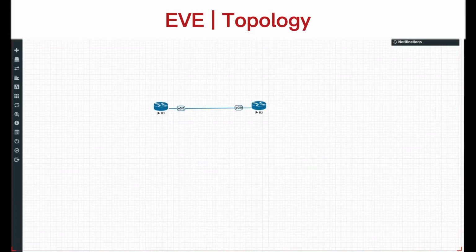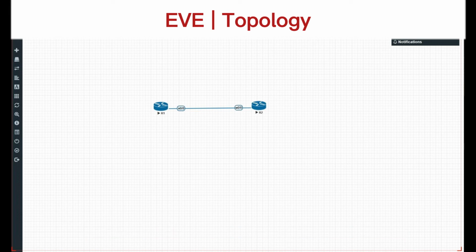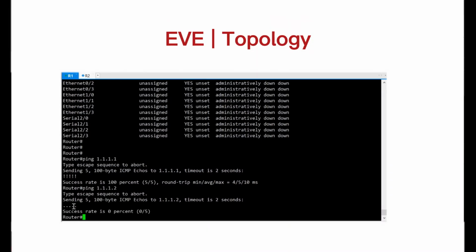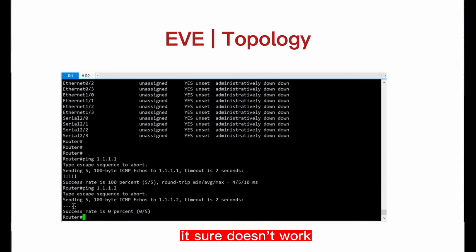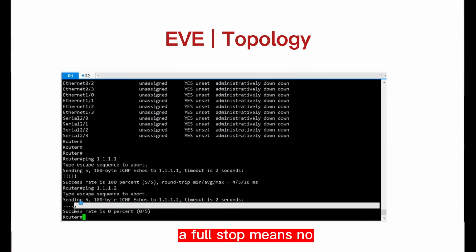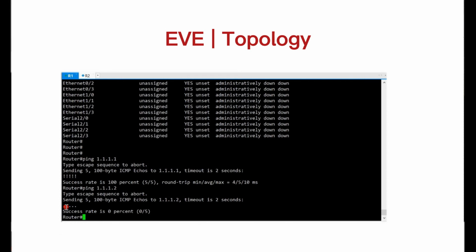No, .2. I now only configure an address for its interface. The peer is not configured. So it stands to reason that if I ping an address on R1, it sure doesn't work. A full stop means no. I hope that when you work in the future, I see exclamation marks.